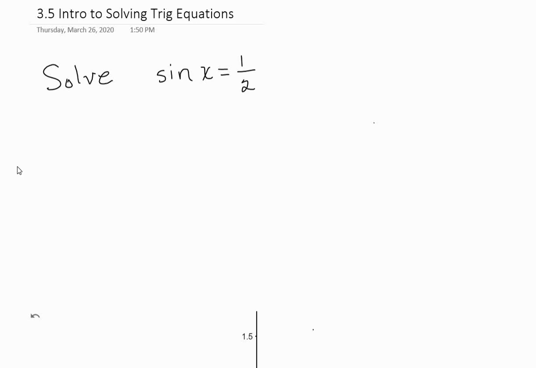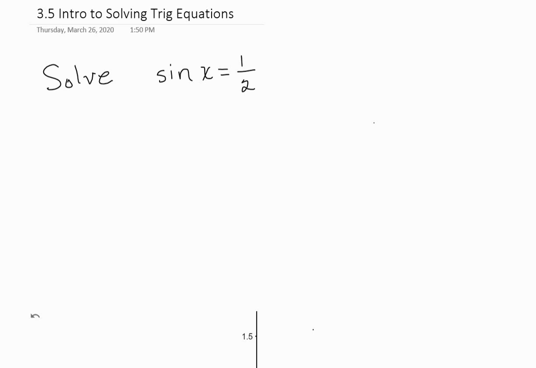Okay, today we're going to be looking at solving trig equations. Now, we've been given problems like this before, sine x equals 1/2, when we were looking at inverse functions, dealing with right triangles, like for instance with angles of elevation or angles of depression. But what we're going to do in this section is take this sine x equals 1/2 and go beyond just a right triangle. So I want to talk about graphically what that means here in just a second.